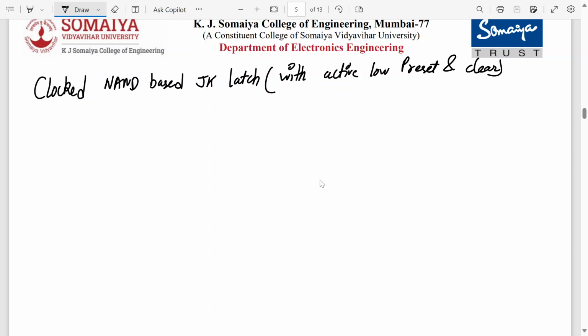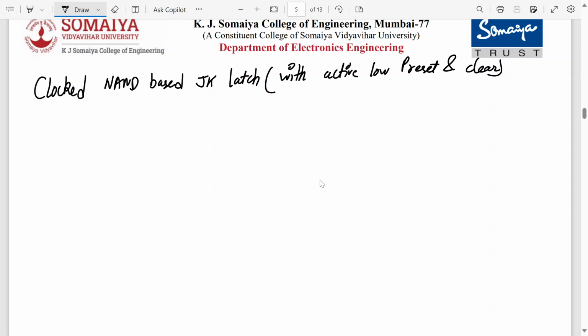What is the meaning of preset and clear? Anyone? You have studied this before, no? What is preset and clear? Clear means it will clear the output, right? Preset means it will set the output to one. Yes, no? Yes. So we need to implement this using static CMOS logic.